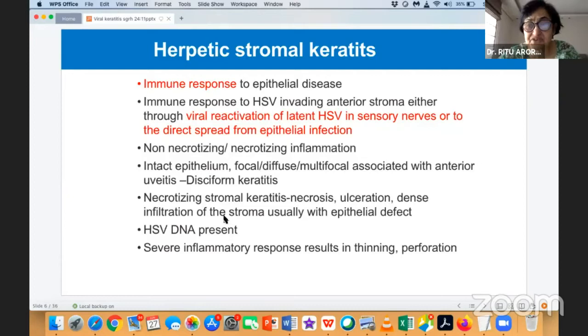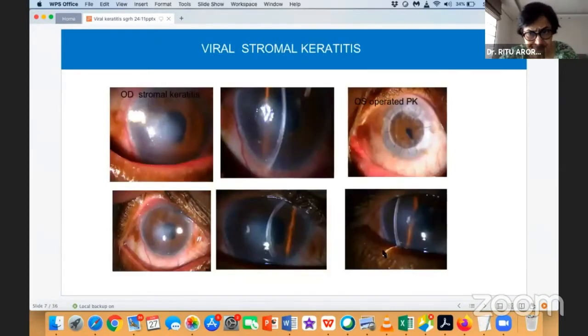So you have to differentiate whether you are dealing with a bacterial keratitis. And here, HSV DNA may be present. I've seen a few cases of necrotizing keratitis where you get a severe inflammatory response, and it may result in thinning and perforation.